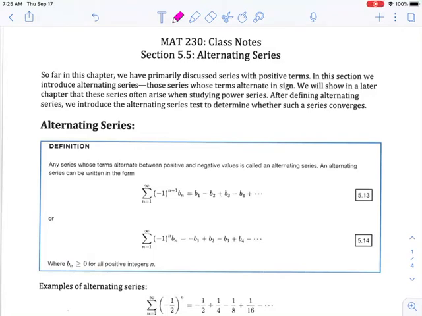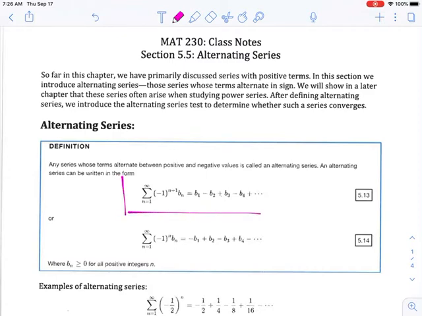In section 5.5, we're going to be looking at alternating series. That is, series whose terms alternate in sign, either positive, negative, on towards infinity, or starting negative, positive, negative, positive. So we have two examples here.